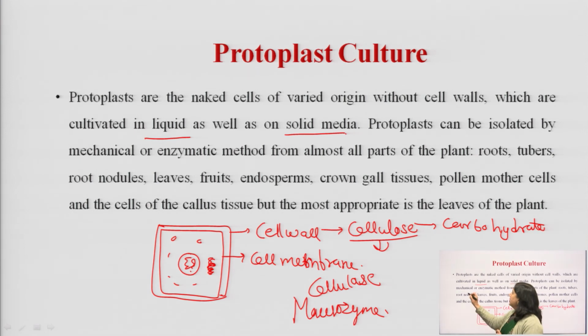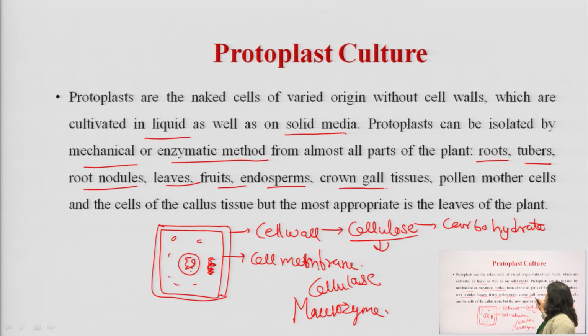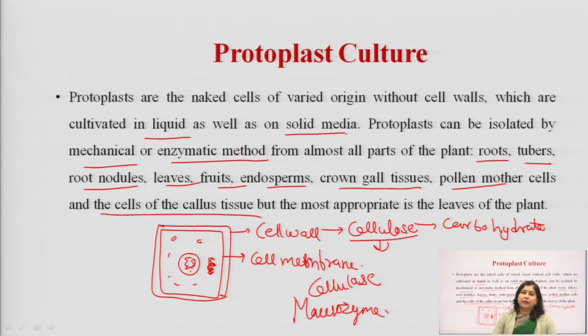Okay. So, we can use either mechanical or enzymatic method for all the parts of the plants, like the roots, tubers, root nodules, leaves, fruits, endosperms, crown gall tissues, pollen mother cells and the cells of the callus tissue as well. So, we can use all these different parts which we have been using in plant tissue culture, and using either mechanical pressure or enzymatic methods, by using cellulase or mesozyme, we can convert a particular plant cell into a protoplast.